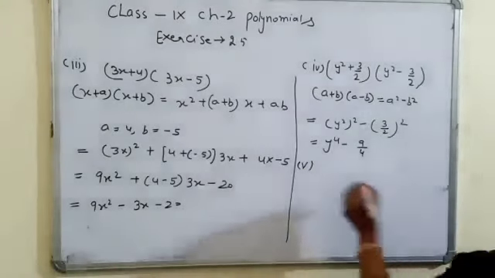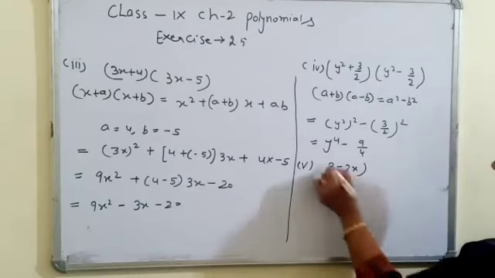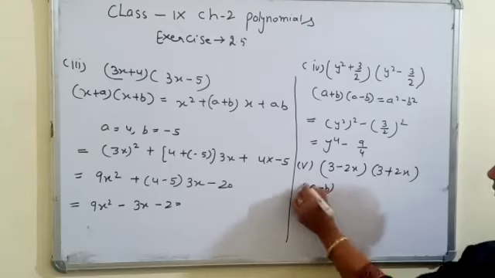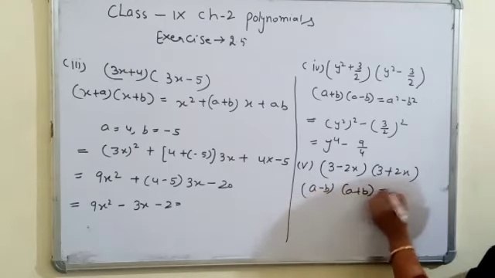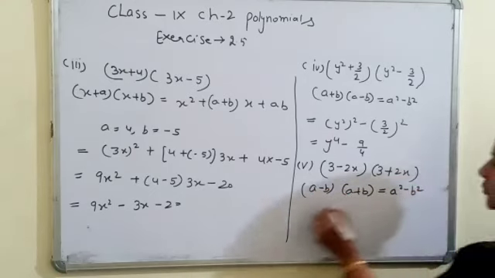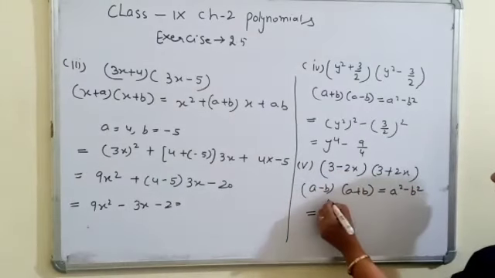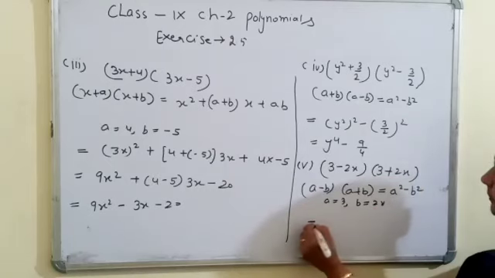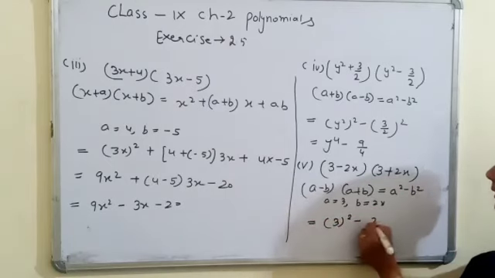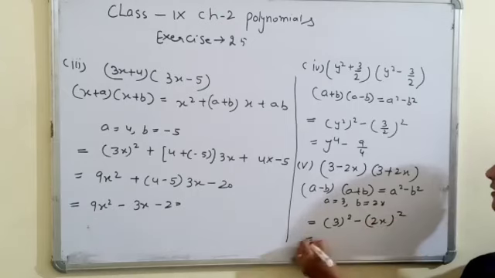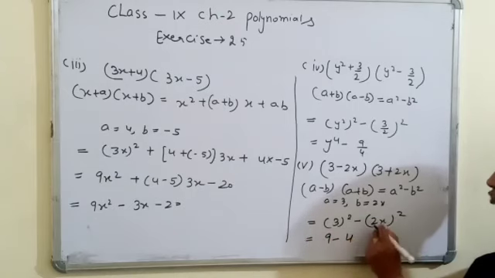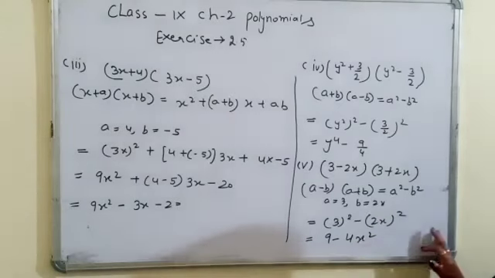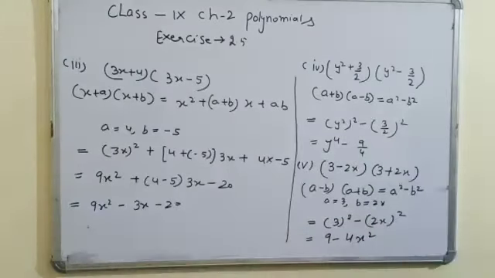Similarly, in part 5, the question is (3 minus 2x)(3 plus 2x). So (a minus b)(a plus b) is equal to a square minus b square. What is a here? a is 3 and b is 2x. So the result is a square minus b square: 3 square is 9, minus (2x) square, that is 4x square. Now this was the first question.